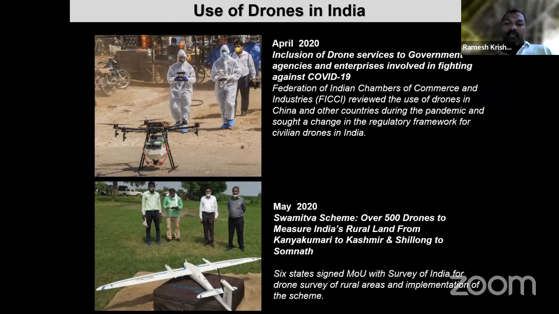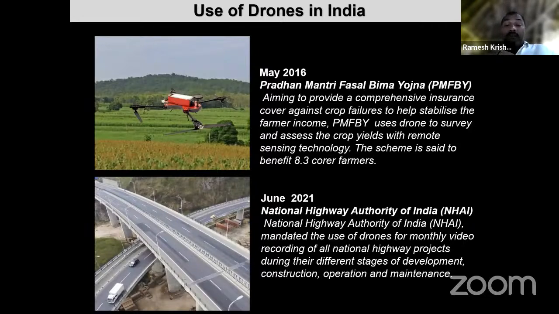That's one of the missions, from Kanyakumari to Kashmir, Shillong, that has been done under the PMO, Prime Minister's Office. I think 6 states have an MOU with the Survey of India for drone survey of rural areas, an implemented scheme. And the Pradhan Mantri Yojana also uses the drone. In 2021, National Highway also started using it.